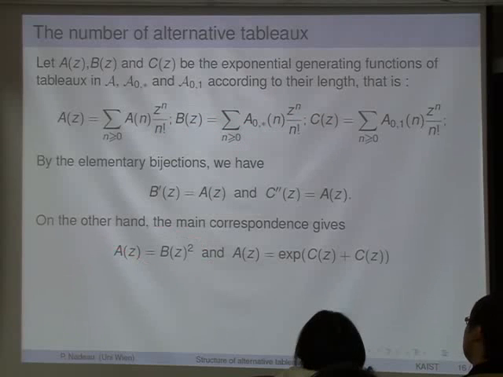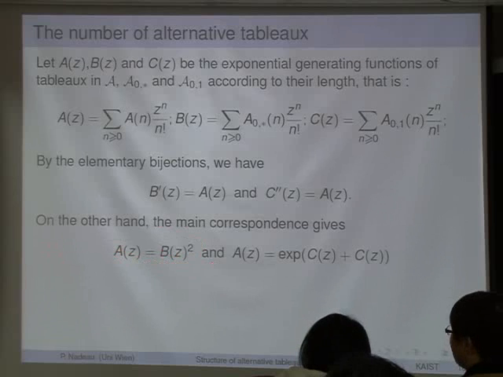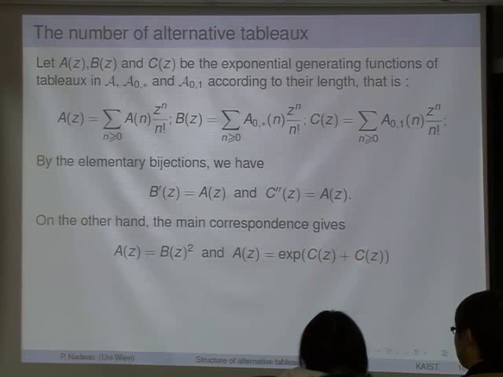So by the standard calculus on generating functions, you obtain that A of z is equal to B of z squared. And if you take the main theorem, saying that you transform a tableau into a set, so set becomes exponential at the generating function level, of either tableaux that are in A01 or tableaux in A10, which have the same generating function, so that's why you have twice the same term, you obtain this equation.